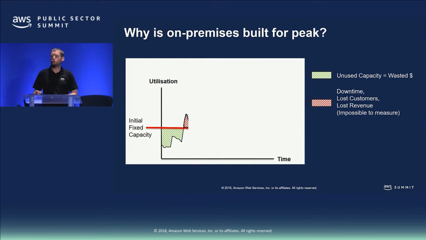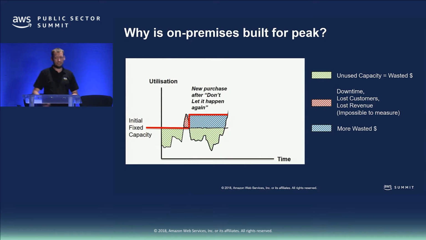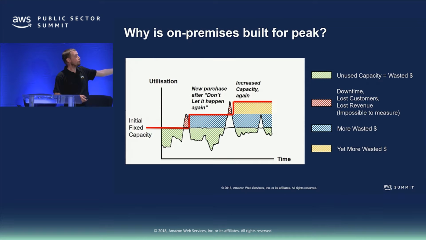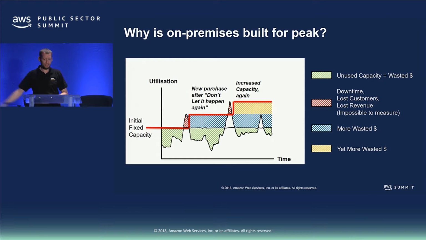So what typically happens in an organization when that happens is management says, don't let it happen again, and they buy more kit. And then suddenly you've got even more spare capacity for your normal workload. But, and this always happens, it happens again. And so you then build for the next spike. And this carries on and on and on. And so what you end up doing is chasing reactively the peaks that happen in your business. And you're always fighting a losing game.